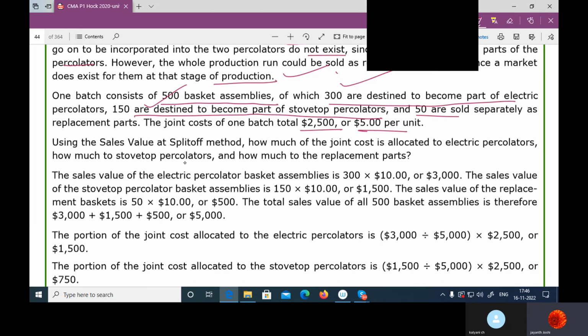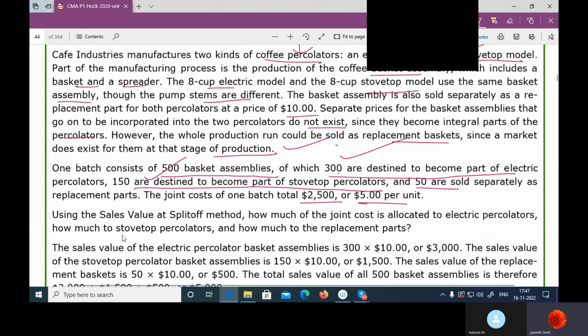Using the sales value at split-off method, how much of the joint cost is allocated? So we know the joint cost is $2,500. First, we will find out the sales value of each and every product. So 300 into how much is the price of the percolator? $10, correct? Yes, sir. $10.